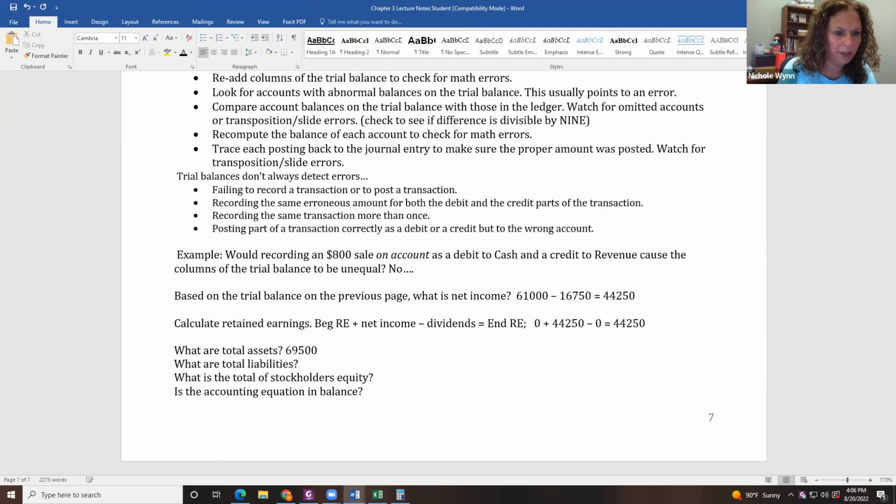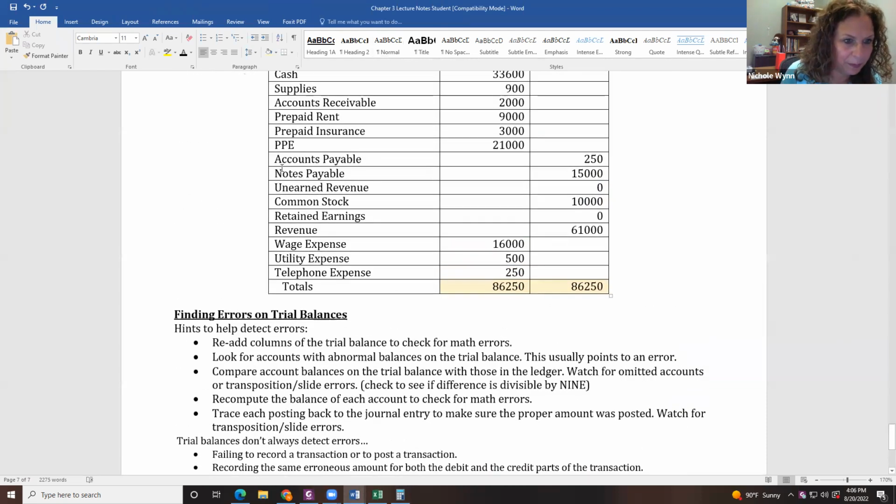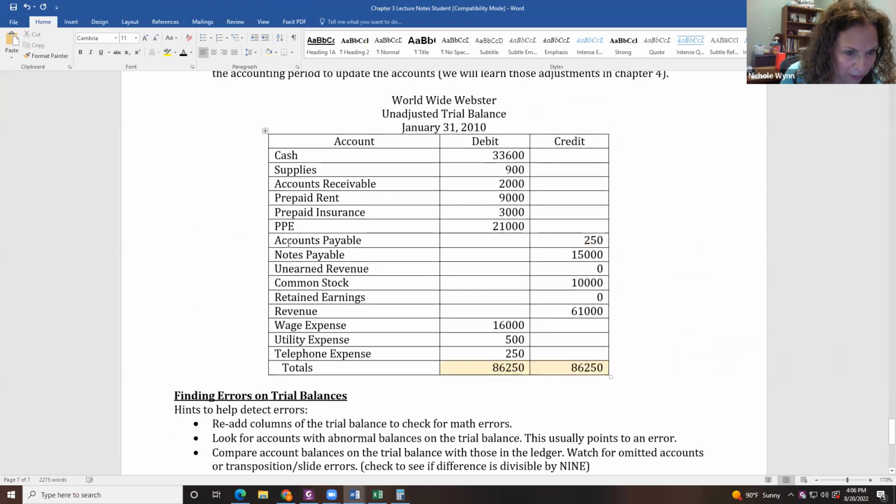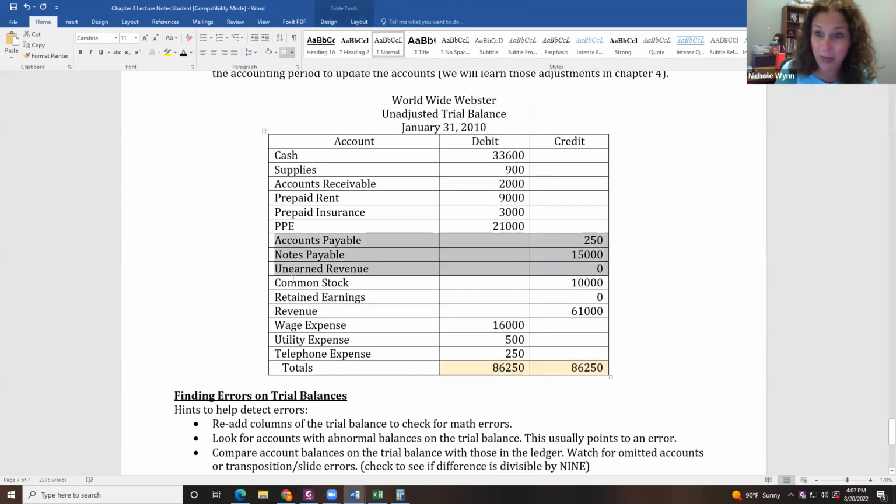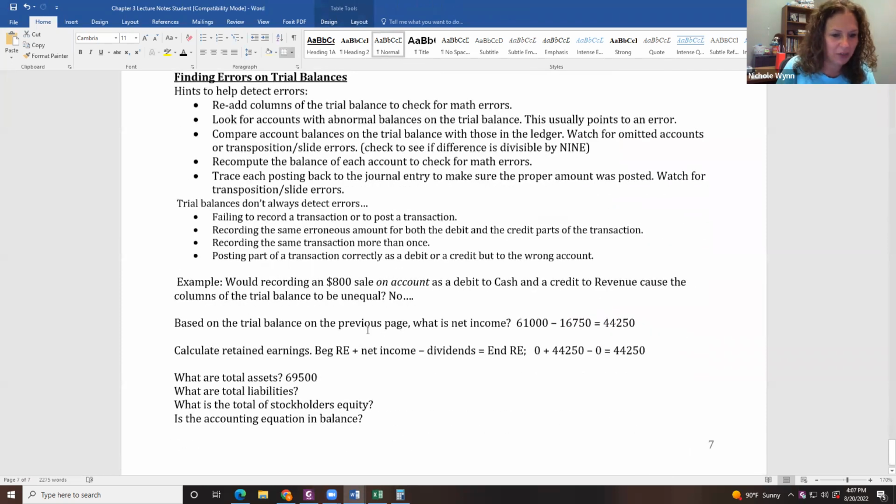What are the total liabilities? There are 3. Now you only want there to be 2, right? Because you don't want unearned revenue to be a liability, but it is. But it's 0 anyway, so it doesn't matter. So it looks like 15,250.